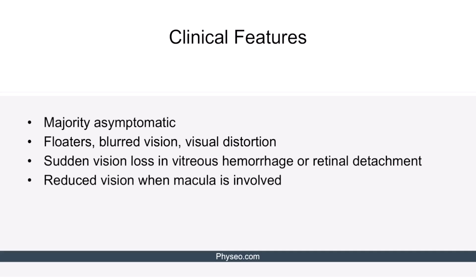Let's quickly go through the symptoms a patient experiences in this condition. The majority of patients are asymptomatic, especially in the non-proliferative stage. In more advanced stages, or when the macula is involved, symptoms such as floaters, blurred vision, and visual distortion may occur. If a vitreous hemorrhage or retinal detachment were to occur, then the patient may experience a sudden vision loss. Lastly, the patient may complain of reduced vision if the macula is involved.